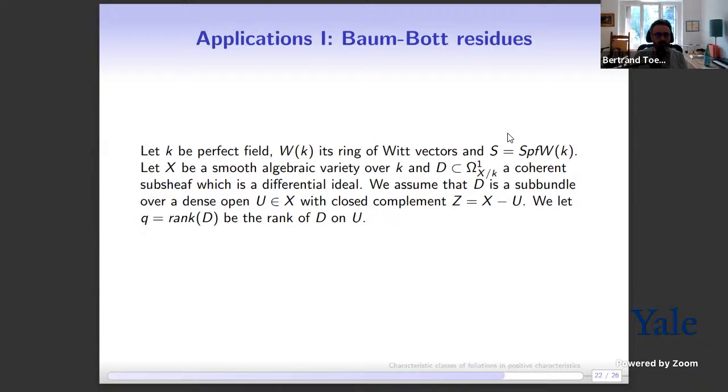So there is a locus, say Z, which is a subset in X. So there is an open U in X on which this D is a subbundle, and that's the open where the differential ideal defines a smooth foliation. But on Z, you have singularities. And I denote by Q the rank of D on this open subscheme.